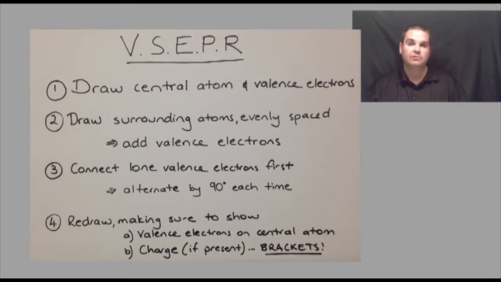If you don't know how many valence electrons an atom has, look on the periodic table. Okay, if it's in group 2, it has 2 valence electrons. Group 7, 7 valence electrons. The number of valence electrons always equals the group number. You can never go wrong.